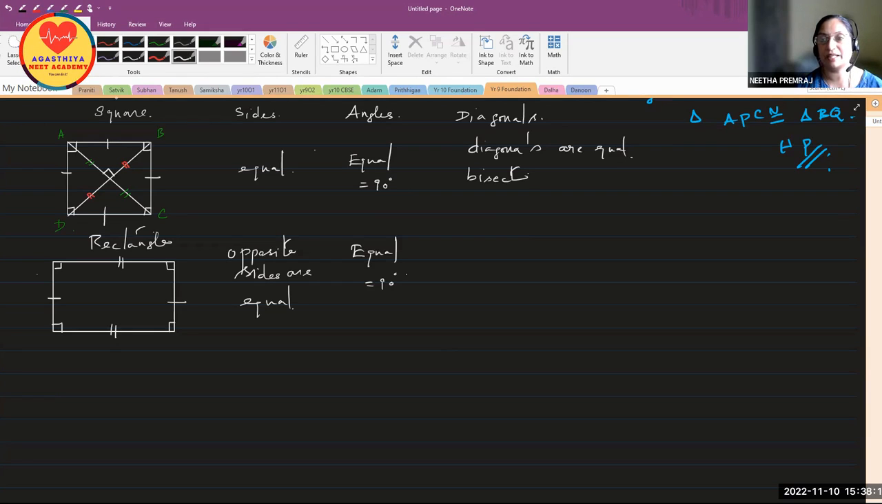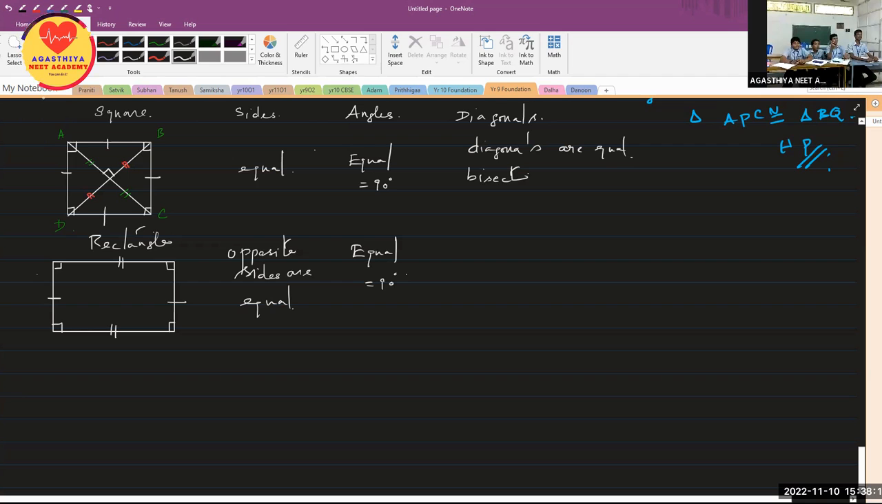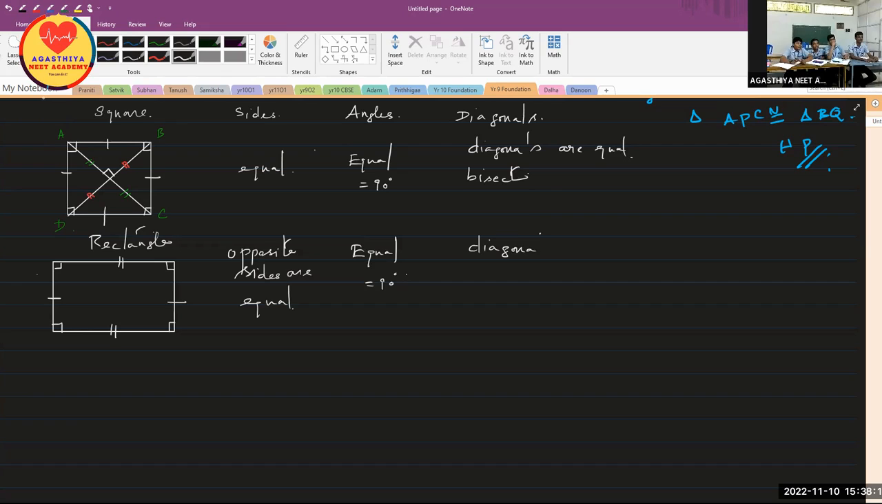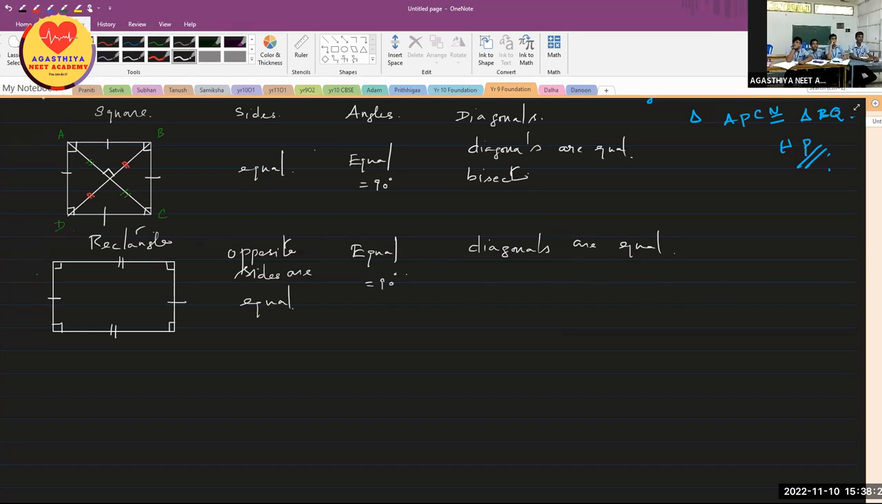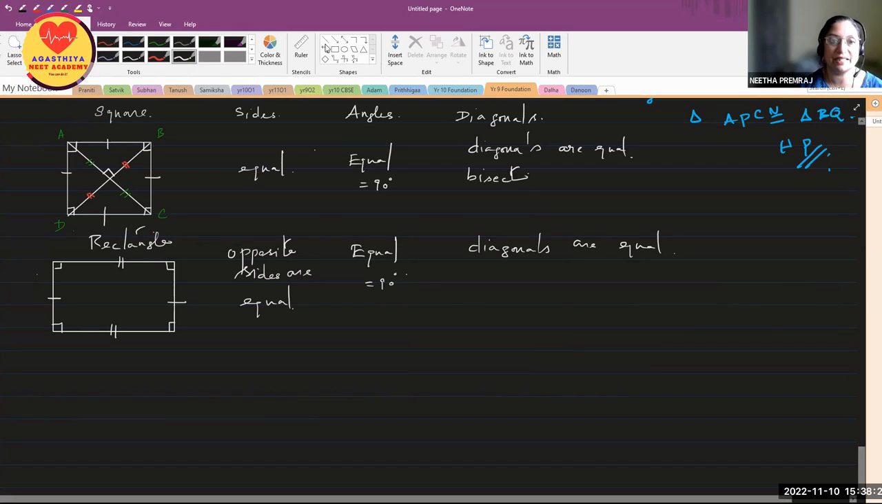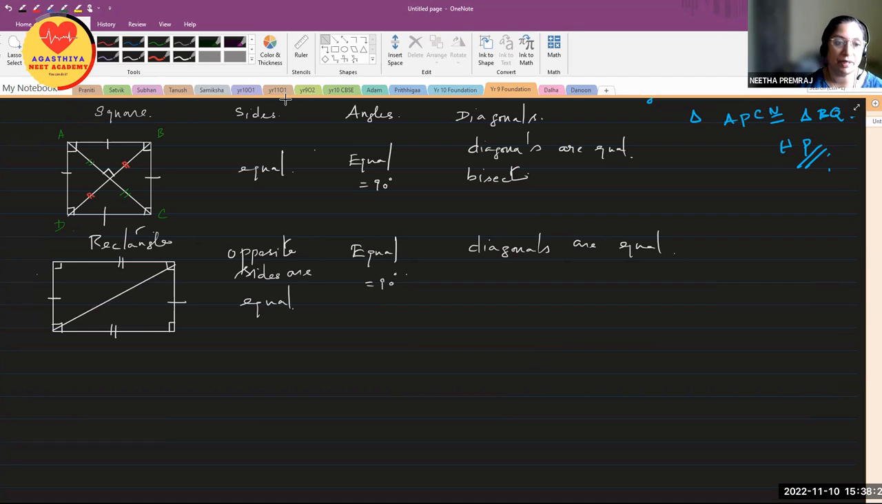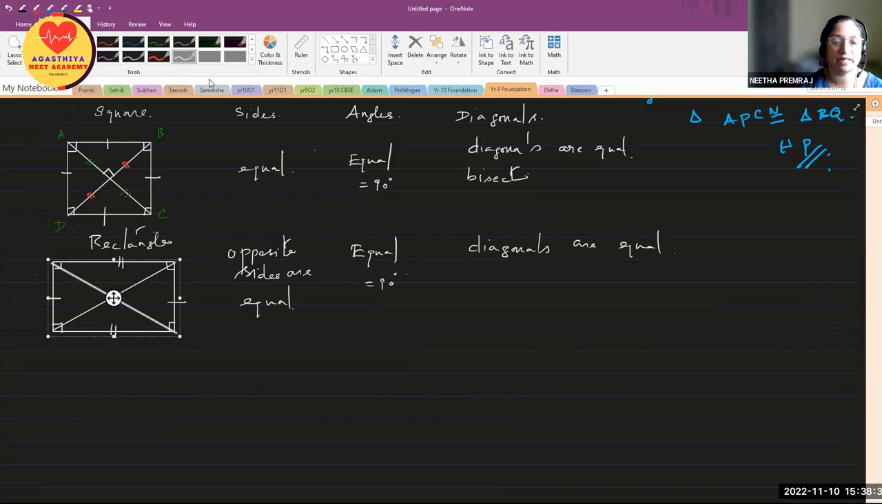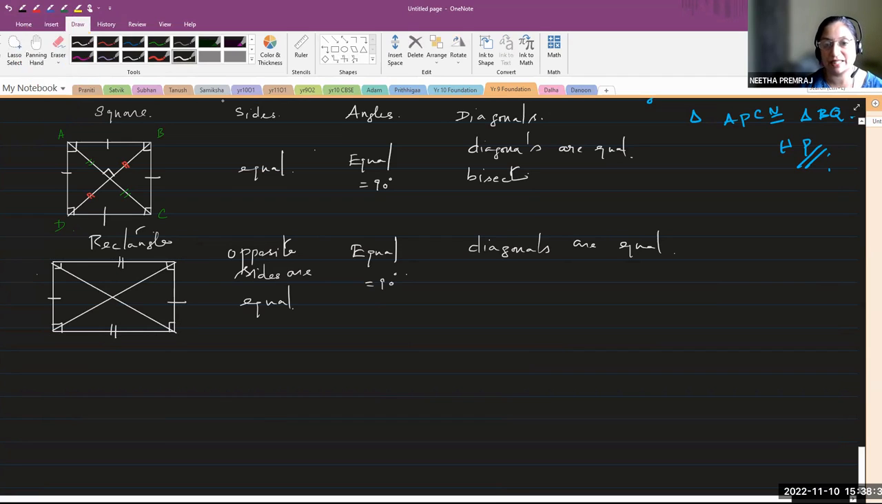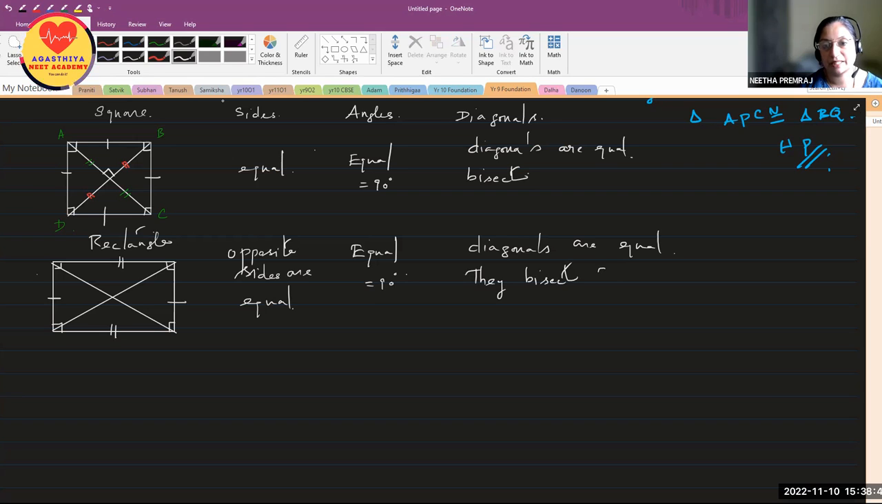Diagonals are equal. Are they equal? Yes, ma'am. Yes, diagonals are equal. And do they bisect each other? Yes, they bisect each other. Diagonals bisect each other, but not at 90 degree like a square. Simply they just bisect each other.